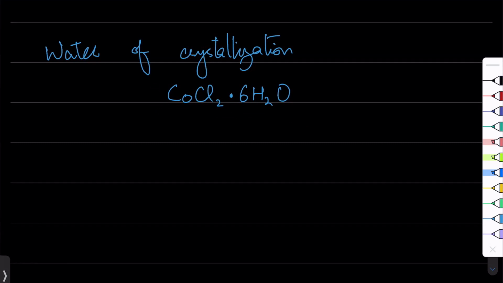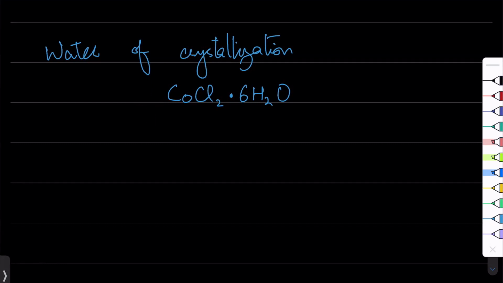So with 2 cobalt chloride, how many water will you get? 12. With 0.25 cobalt chloride, how many water will you get? 1.5, because you just multiply. Whatever this number is, it multiplies with this. So if this was 10, this will be 60. If this was 1/4, this will be 6/4. That's the idea there for water of crystallization.